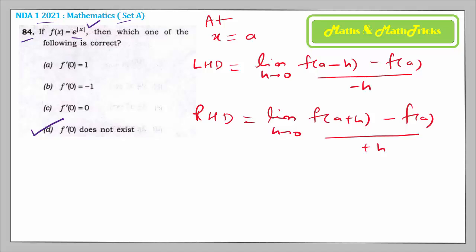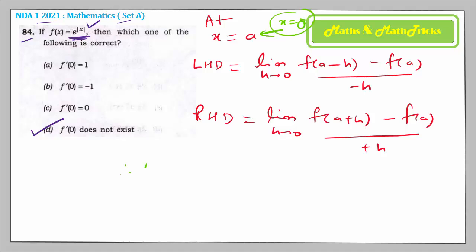So you can easily calculate the LHD and RHD with the help of the concept of limits, the first principle of the derivative, and check whether they are equal. If they are equal, then you are thorough with the concept of checking the differentiability of the function. So let us quickly evaluate the derivative of this given function at the point x equals 0 now. Now the a here is 0.